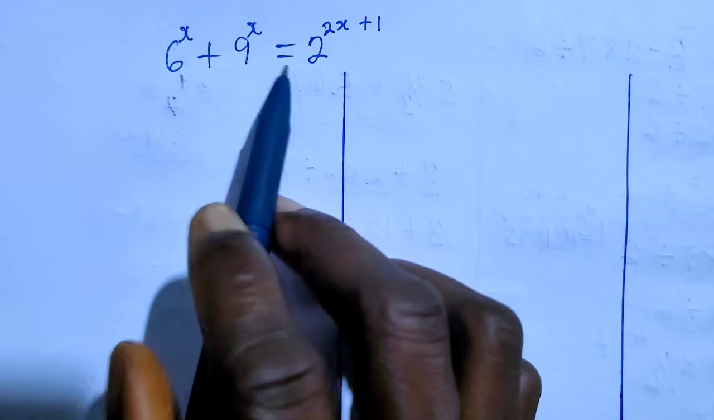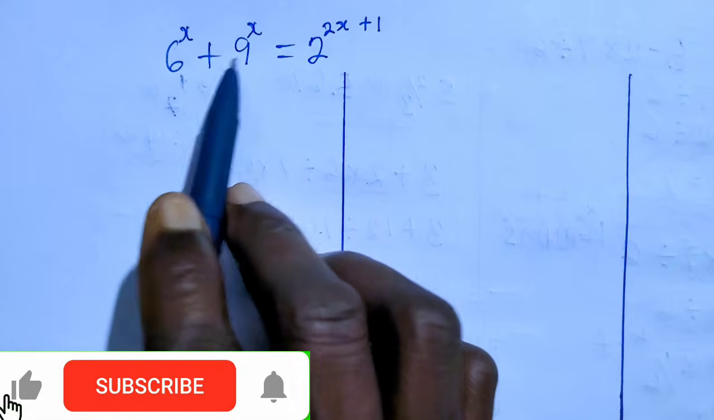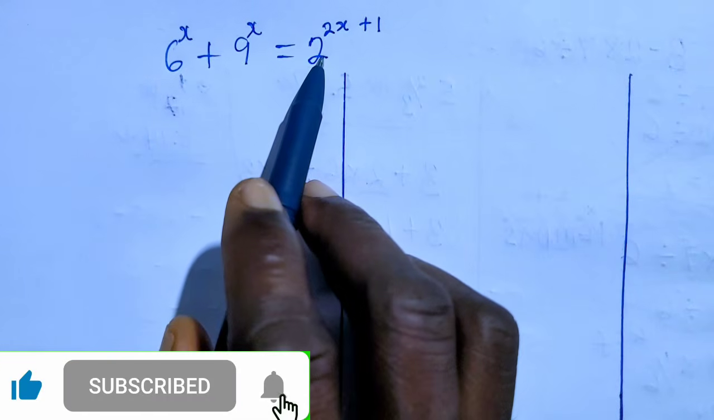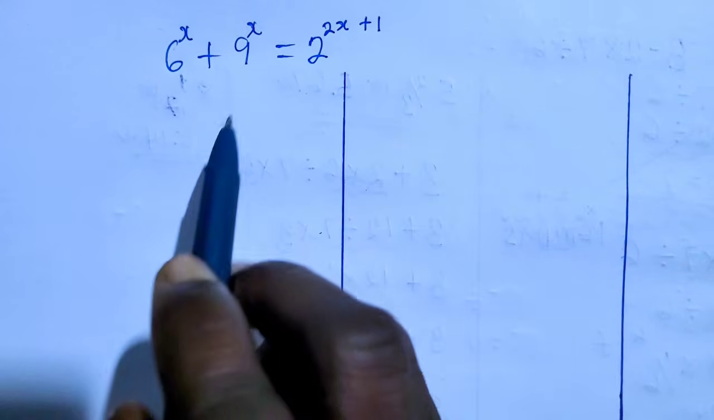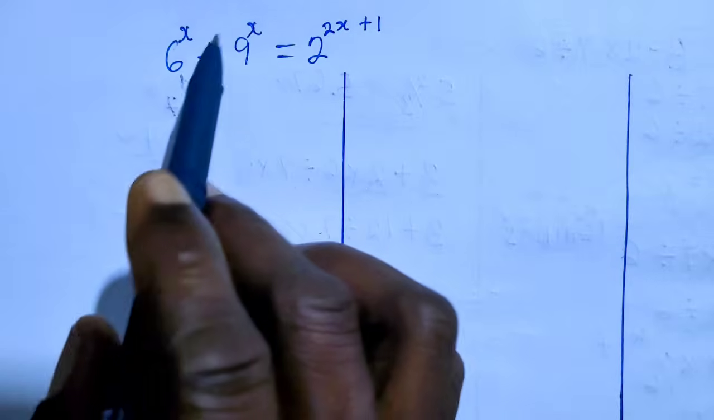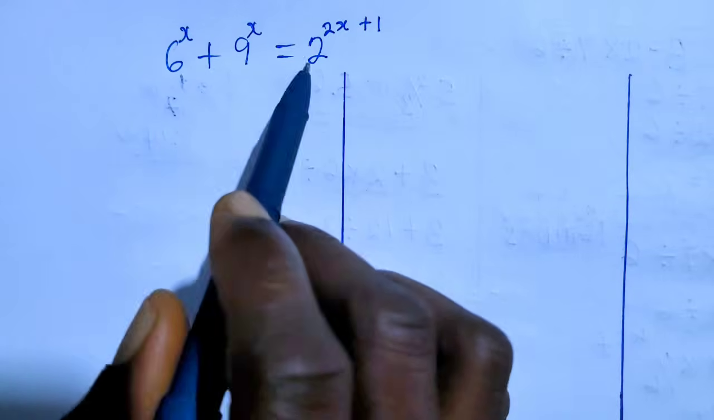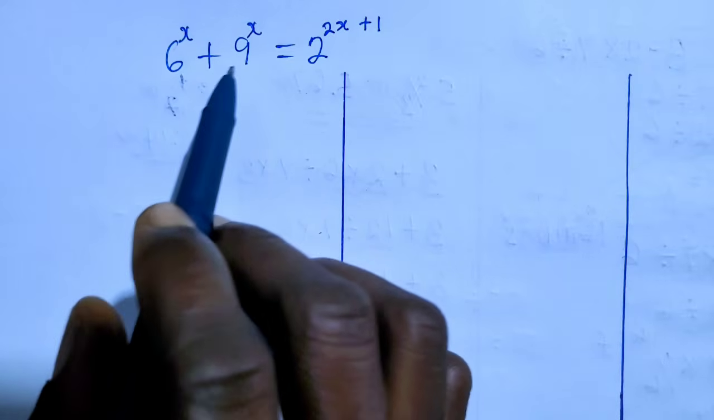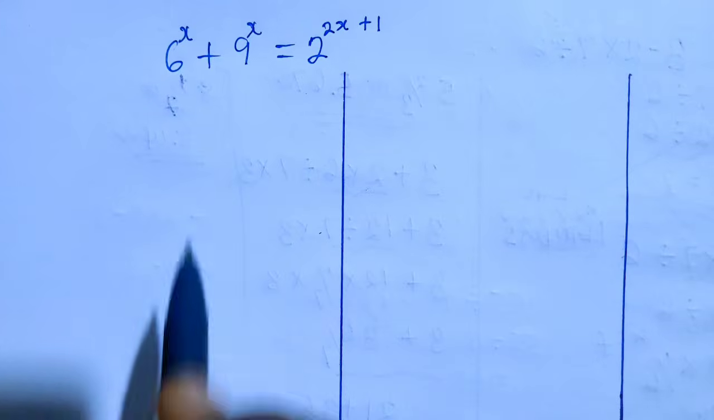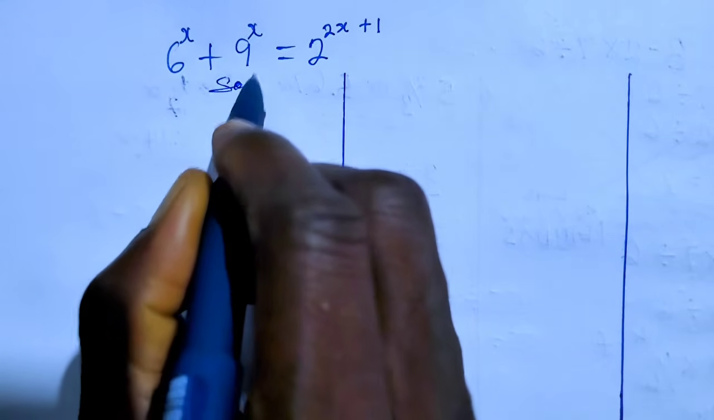In this video, I'm going to teach you how to solve this interesting Maths Olympiad exponential equation right here. We have 6 to the power of x plus 9 to the power of x equals 2 to the power of 2x plus 1. Here, we have to find the value of x that will satisfy this equation. And let's have a solution.